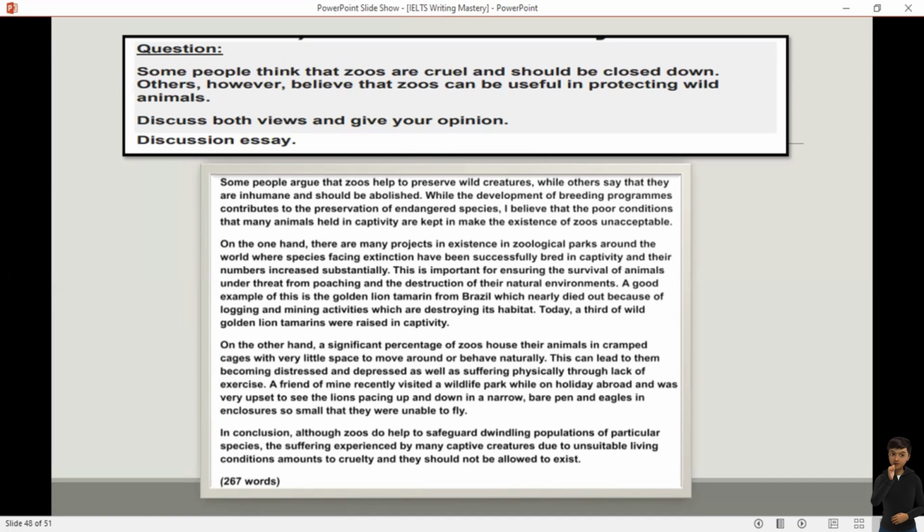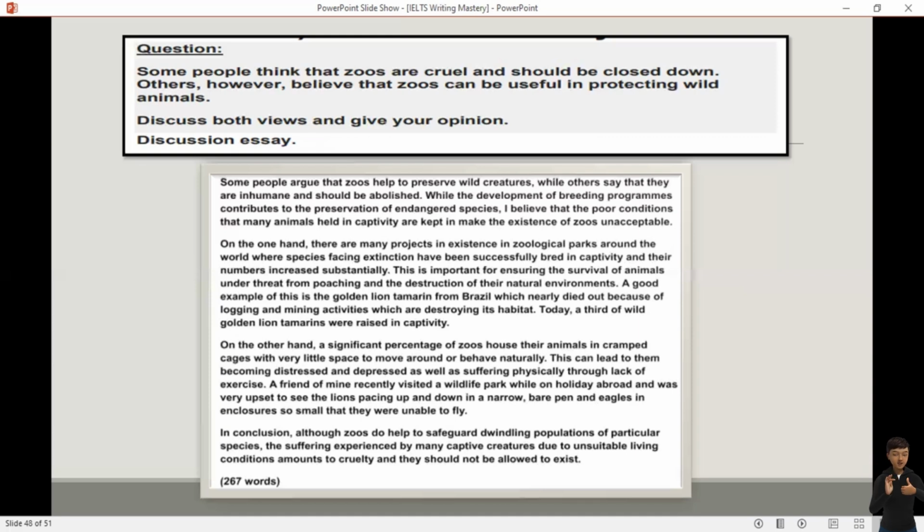Some people argue that zoos help to preserve wild creatures, while others say that they are inhumane and should be abolished. While the development of breeding programs contributes to the preservation of endangered species, I believe that the poor conditions that many animals held in captivity are kept in make the existence of zoos unacceptable. So this is the perfect kind of introduction. Here we have given our own personal opinion as well, and we have discussed both the views.